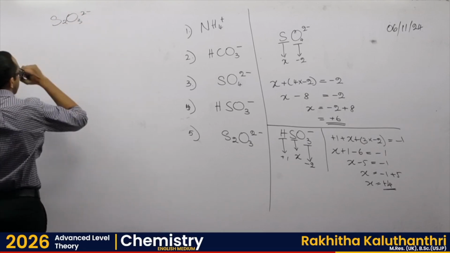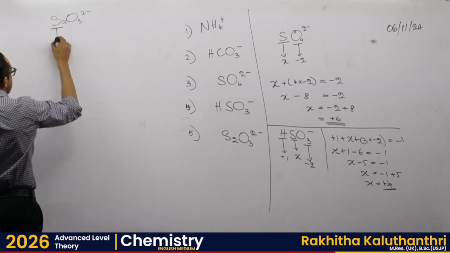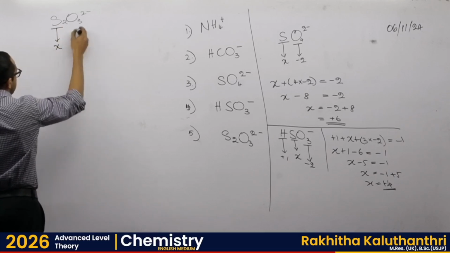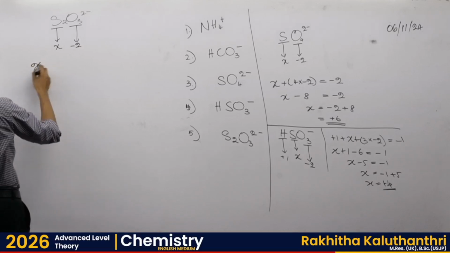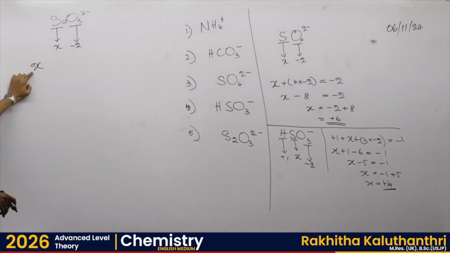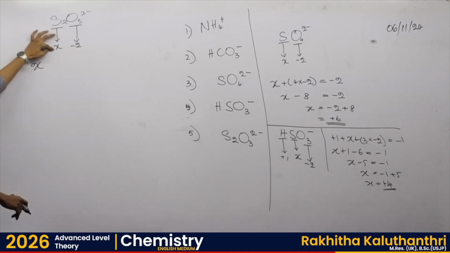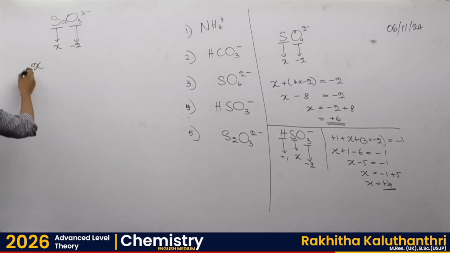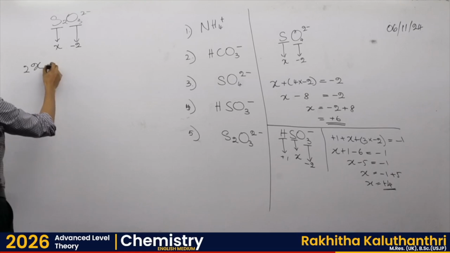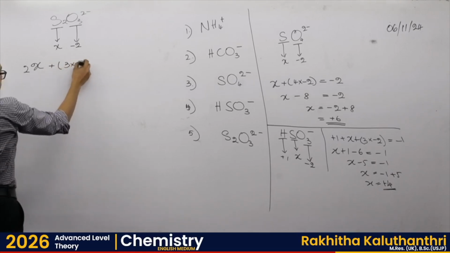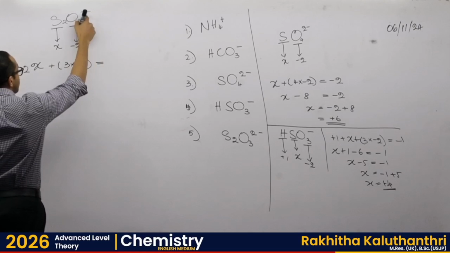2 minus, we don't know the oxidation state of sulfur, so we will call it X. Oxygen is -2. Now X represents the oxidation state of sulfur, right? How many sulfurs are there? 2. So if you are sticking to the rules, we have to write 2X, because the oxidation state of sulfur is X. There are 2 sulfurs, so 2X plus 3 into -2 is equal to the overall charge, which is -2.